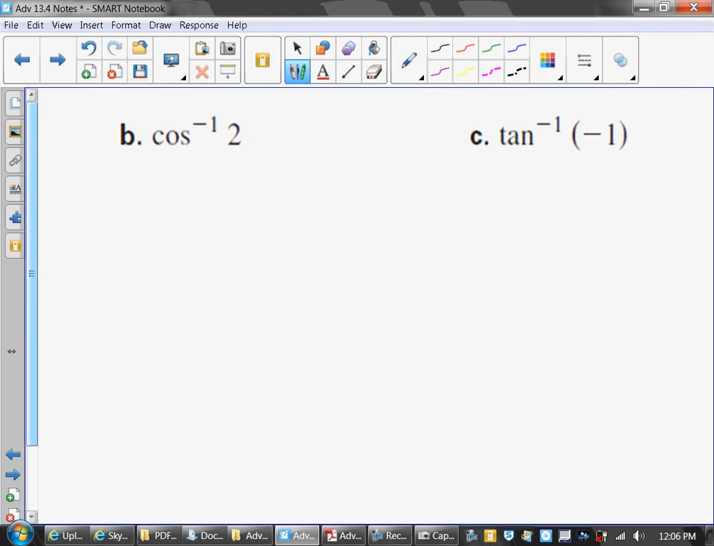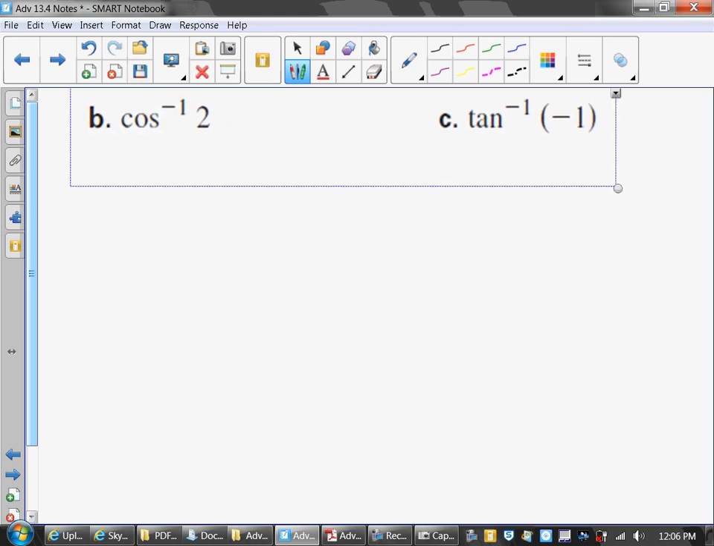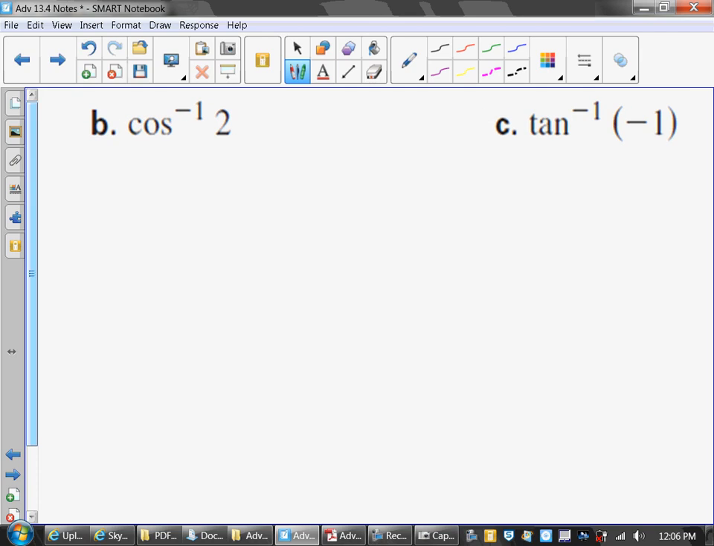Let's try another one. Cosine inverse of 2. That means what angle, when you take the cosine, gives you 2. Well, think about your ordered pairs: root 3 over 2, root 2 over 2, 1 over 2, and so on. Do any of those ordered pairs equal 2? No. So that means this is undefined. There's no answer. No angle is going to give you a cosine of 2.